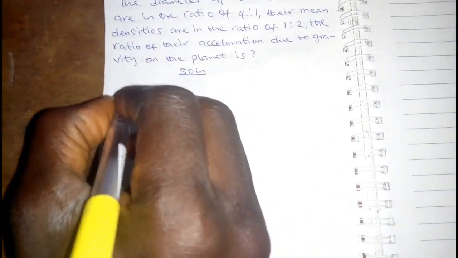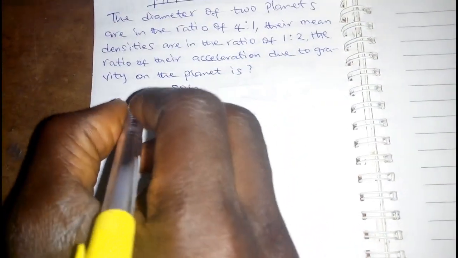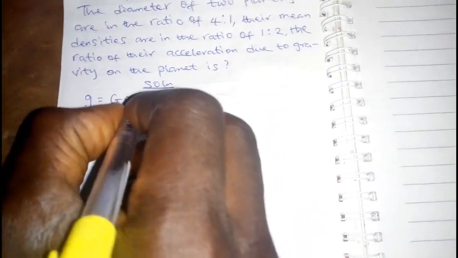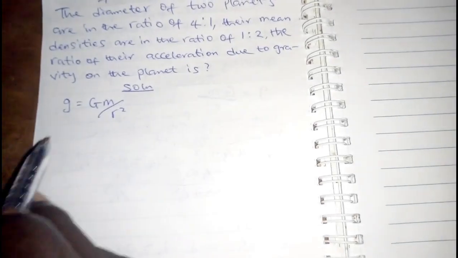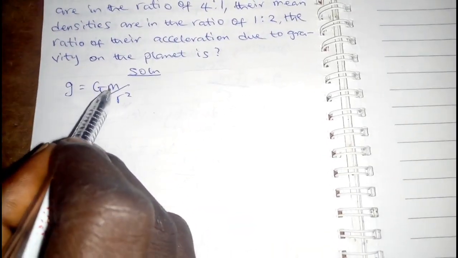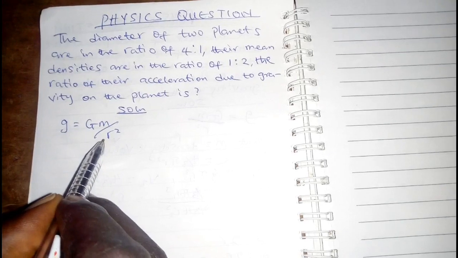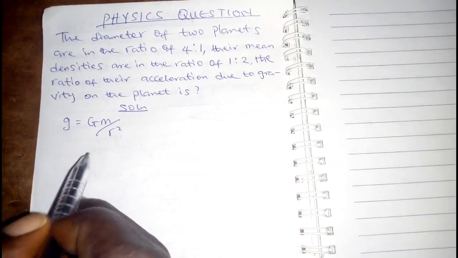Now, for us to find this, we have g equals GM over R squared, where G is the universal gravitational constant, M is the mass, and R is the radius.